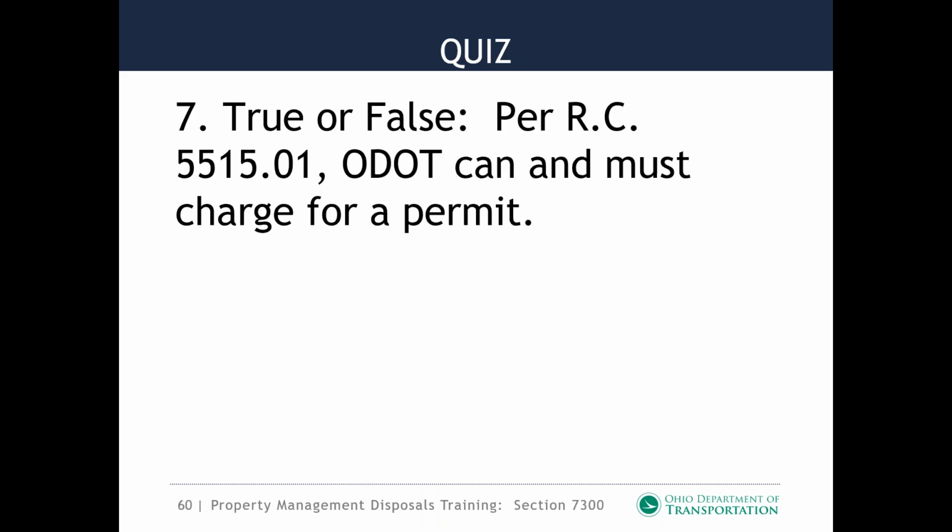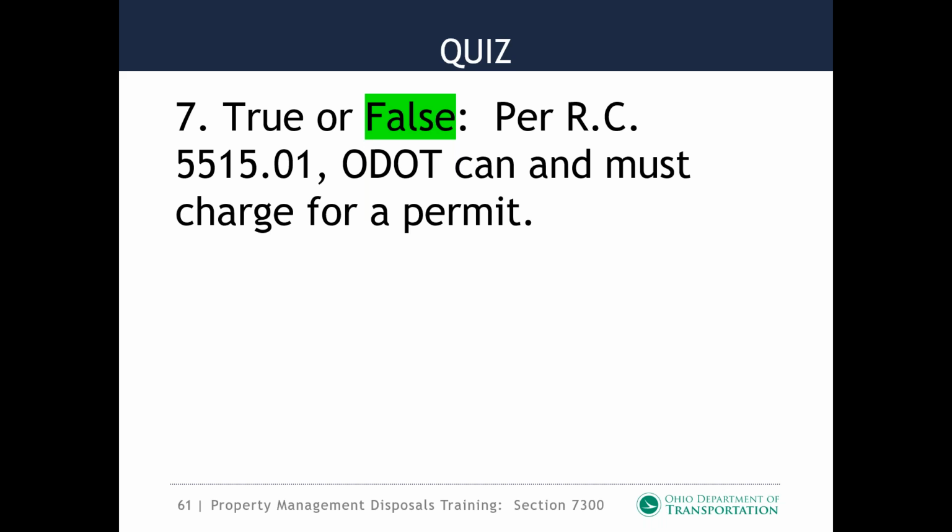Number 7, true or false, per revised code 5515.01, ODOT can and must charge for a permit. Lots of F's coming in, even a double F. We got one true though. It should be F, false.